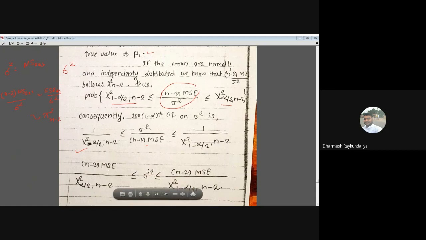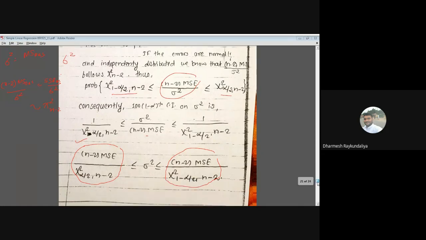So the 95% confidence interval of sigma square is given by (n minus 2) MSE upon chi-square alpha by 2, n minus 2. That is the lower bound, and the upper bound is given by (n minus 2) MSE upon chi-square 1 minus alpha by 2, n minus 2. Is that clear?